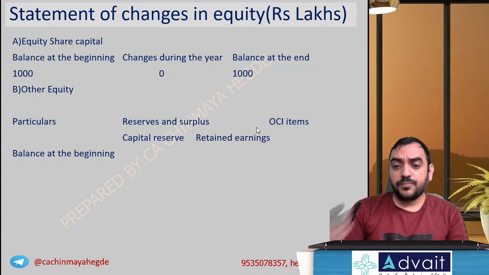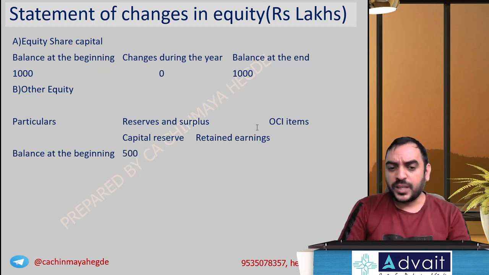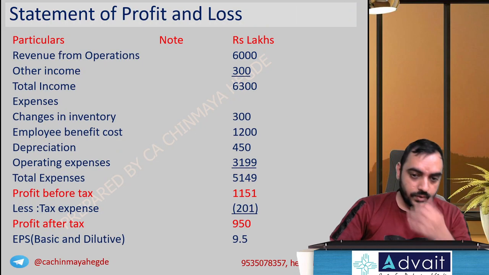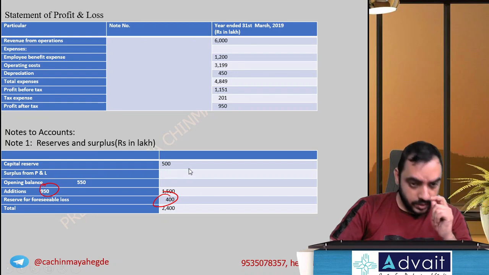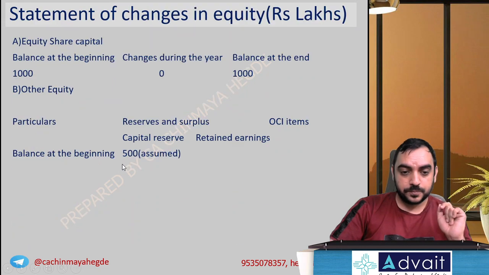They have not given whether the capital reserve opening balance was there or created during the year. I'll assume the opening balance was there. You can assume it's created in the current year also. Retained earnings. Reserve surplus I can do. Opening balance 550. Okay.